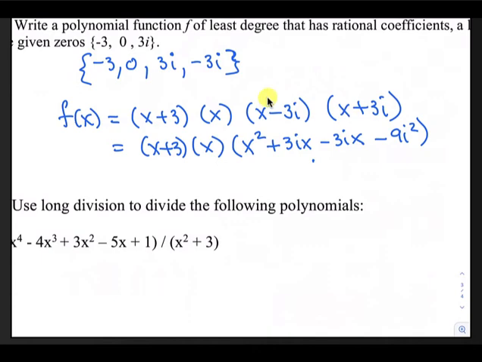So what we need to do is to begin to FOIL. So you're going to FOIL x times x is going to give you this x squared here. And then x times 3i is 3ix. Negative 3i times x is negative 3ix. And then negative 3i times positive 3i is negative 9i squared. That's going to simplify to x squared minus 9i squared, because the 3ix and the negative 3ix cancel each other out.